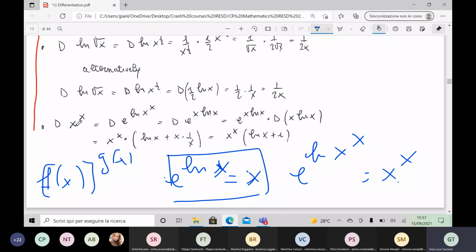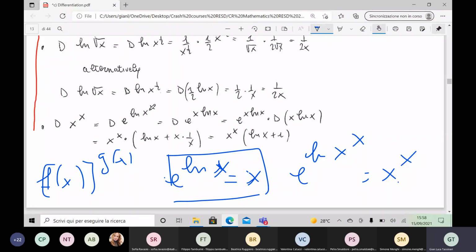Since x to the power x is strictly positive, there are really no problems in doing this operation. So instead of computing the derivative of x to the power x, I compute the derivative of e to the power ln of x to the power x. And one said, oh, it was already difficult, now it is even more difficult.